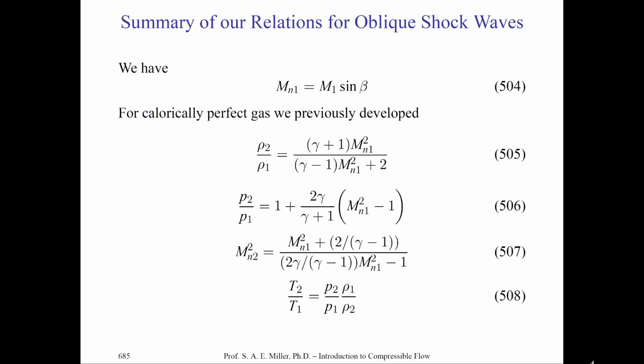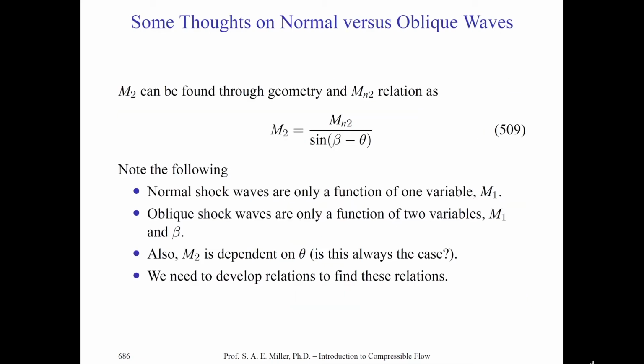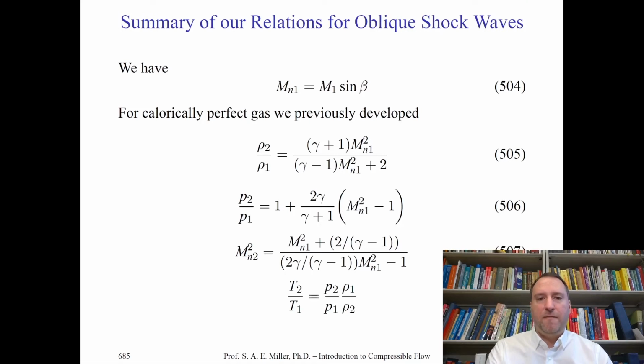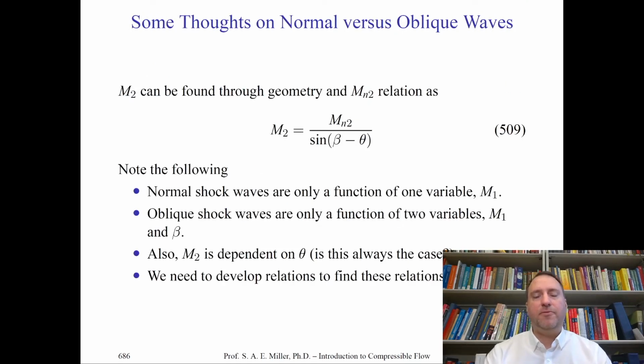Once you find Mn2, how would you find M2? That can be done with another trigonometric operation, which you can find analytically through the diagram I showed just now on the previous pages. So we can show that M2 is found through geometry. If we know Mn2 from, say, 507, we can then find M2 through the sine of the difference of the wave angle and the turning angle of the flow.